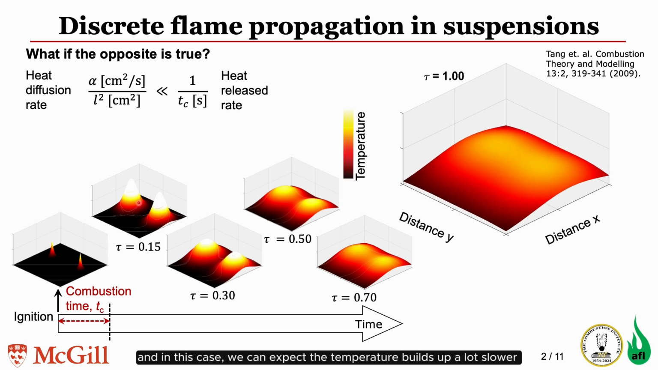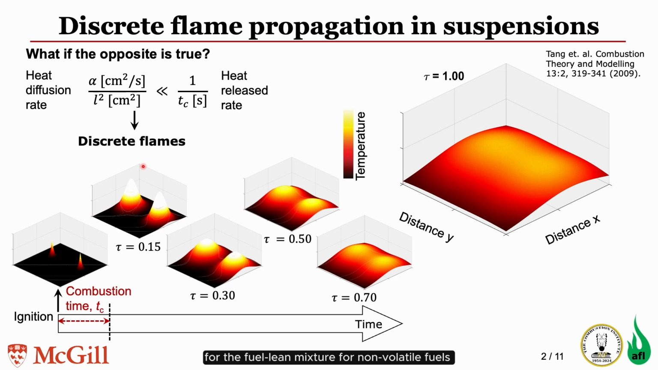And in this case, we can expect the temperature build-up to be a lot slower compared to the previous case, because we can see the heat is locked around this burning particle with this temperature microgradient at the discrete location of the particle. And therefore, in our publication, we call this discrete flame. Interestingly, this discrete flame actually is a common behavior for the fuel-lean mixture for non-volatile fuels.